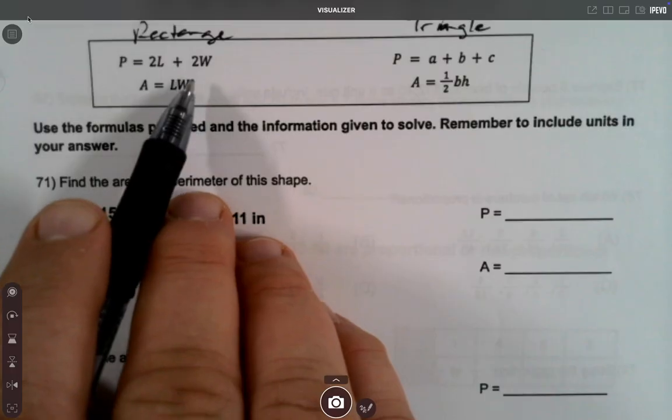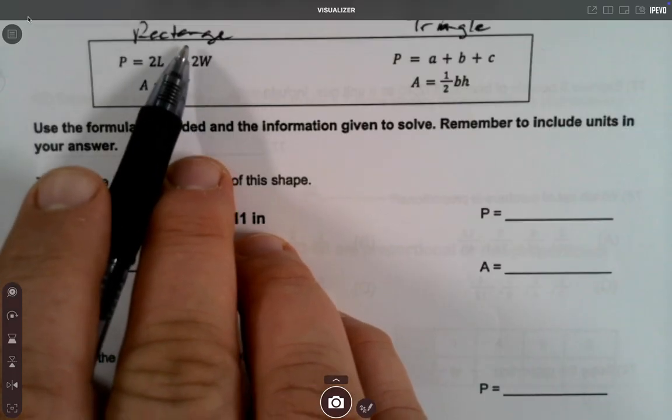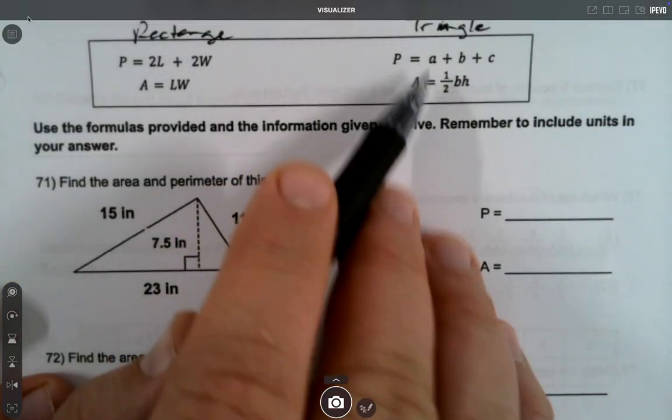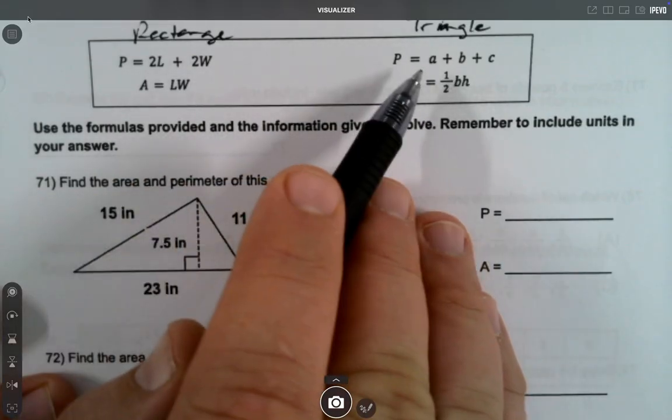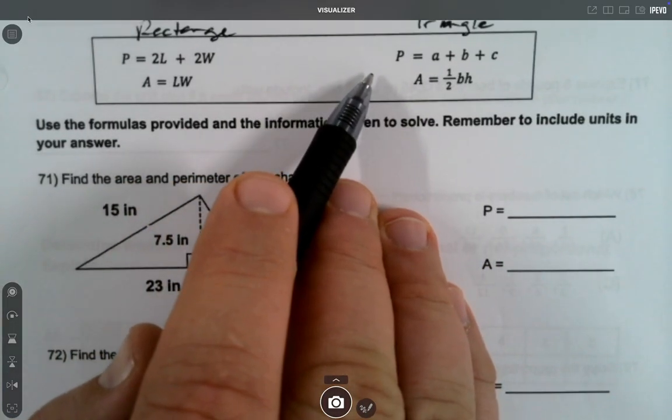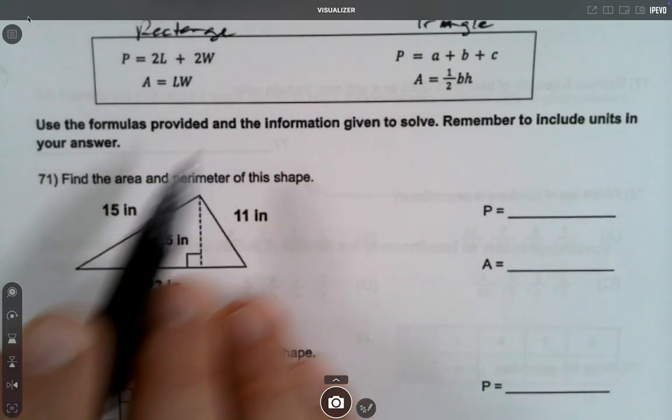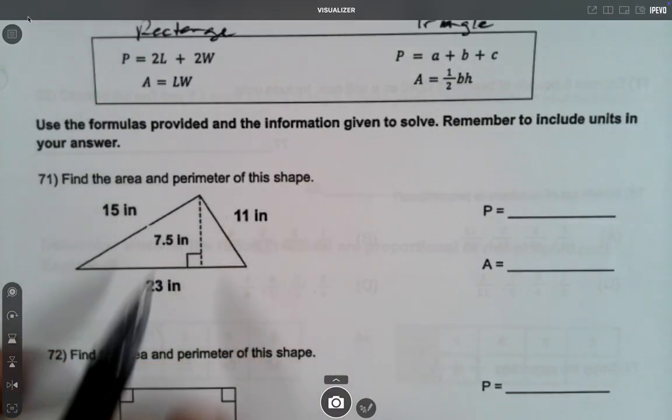Again, on the exam, you can ask, but I won't answer which side is rectangle, which side is triangle. You'll be given these 4 formulas, just like you see them here, but you'll have to know which shape to go with. So first it says find the area and the perimeter of this shape.